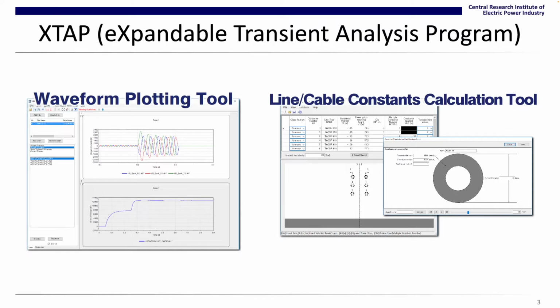XTAP is equipped with a waveform plotting tool with useful functions to show simulation results, and a line cable constants calculation tool to obtain electrical constants of overhead transmission lines and underground cables. In addition, XTAP has an automated consecutive simulation function, a statistical simulation function, a PV panel modeling tool, and so on.